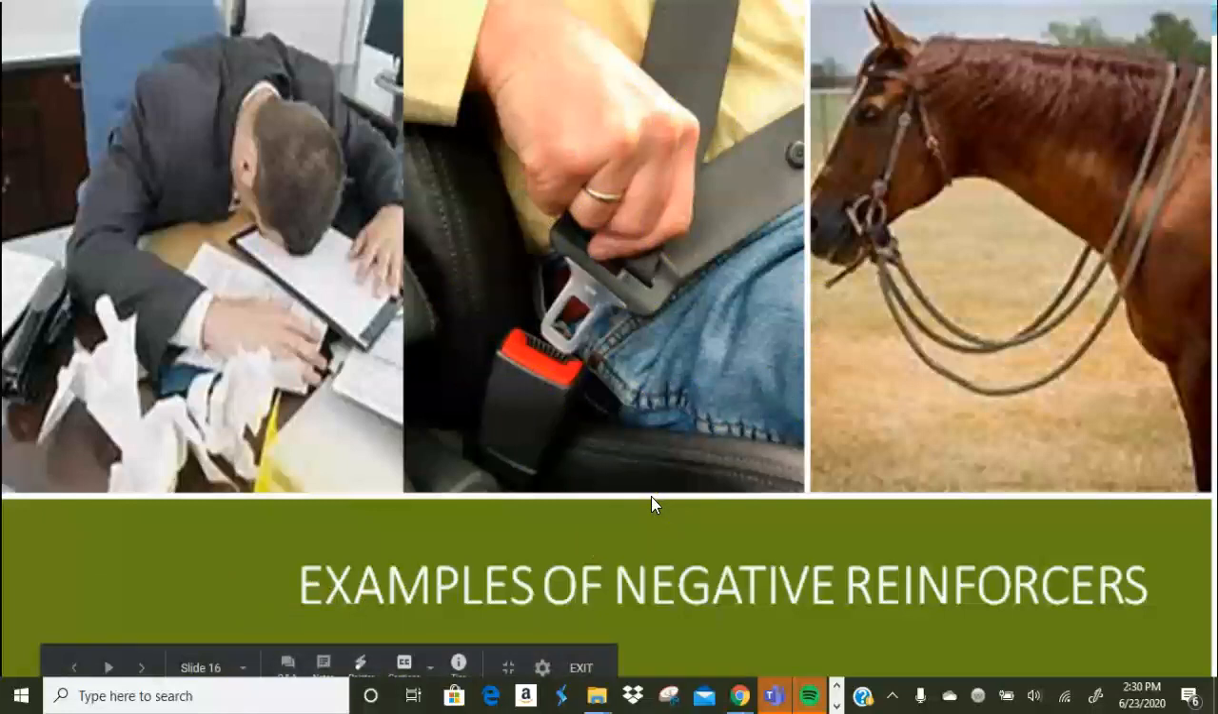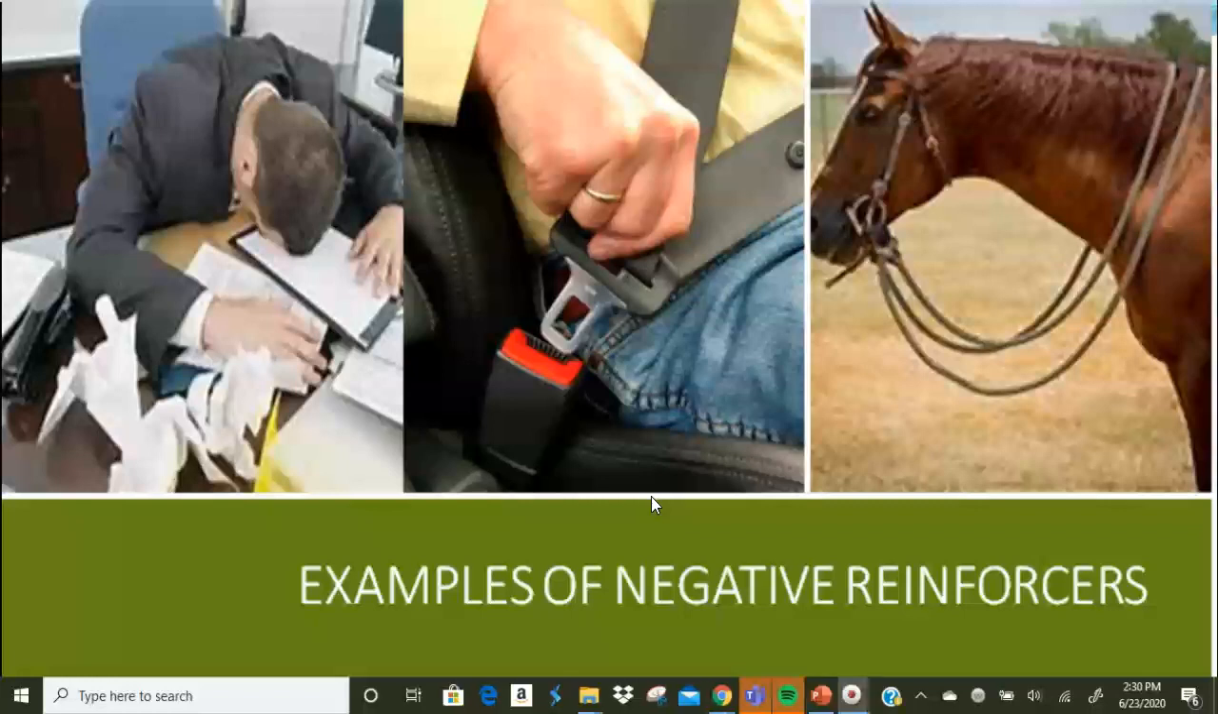If you have a newer car and you do not wear your seatbelt, what does it do? Ding, ding, ding, ding, ding, until you put that seatbelt in and click it in. Then that dinging, that annoying noise, goes away. We have removed a negative thing by doing something positive. We want you to increase the behavior of wearing your seatbelt, and so we take away that ear-piercing noise whenever you do the thing we want you to do.